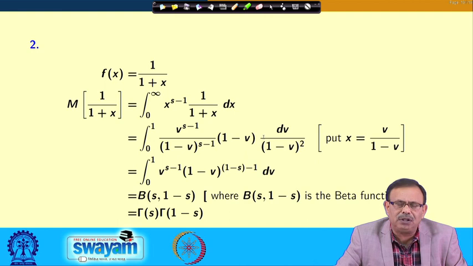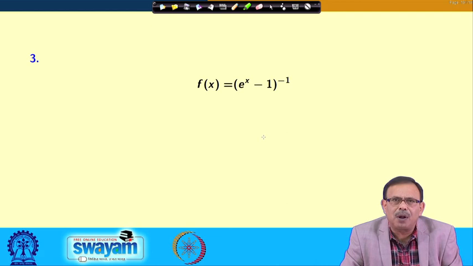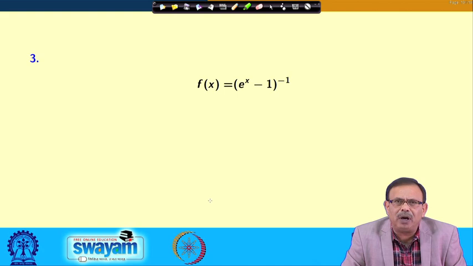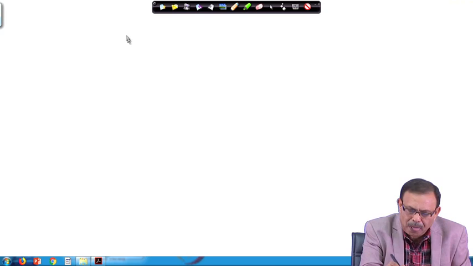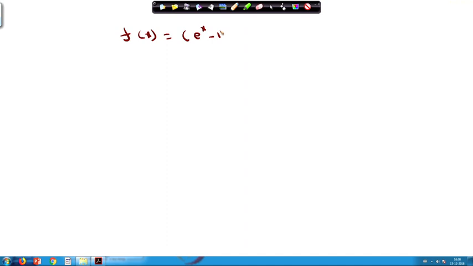Next, see the function f x equals (e power x minus 1) whole to the power minus 1, or 1 by e power x minus 1. Let us see, your f x we have written as (e power x minus 1) whole to the power minus 1. So, the Mellin transform of 1 by e to the power x minus 1 equals, from the definition, the integral from 0 to infinity of x to the power s minus 1 into 1 by e to the power x minus 1 dx.